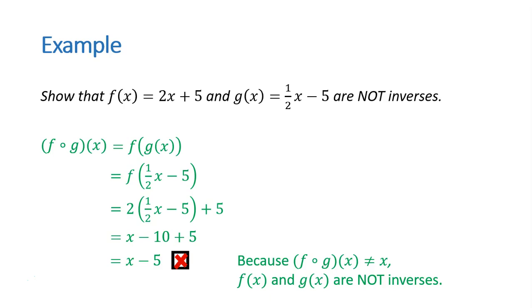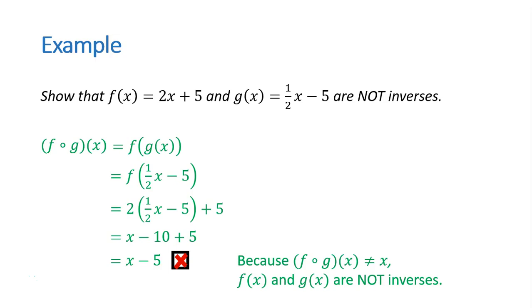Both have to be met in order for us to have inverses. So if even one is not met, that means the whole problem is null and void. It means the functions are not inverses of one another. So we now know how to determine whether or not two given functions are inverses.